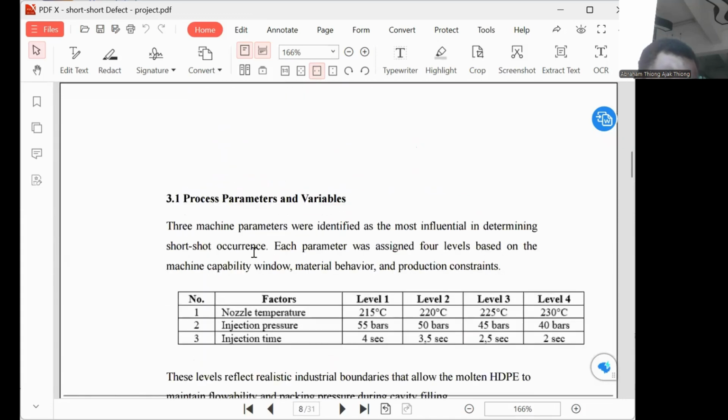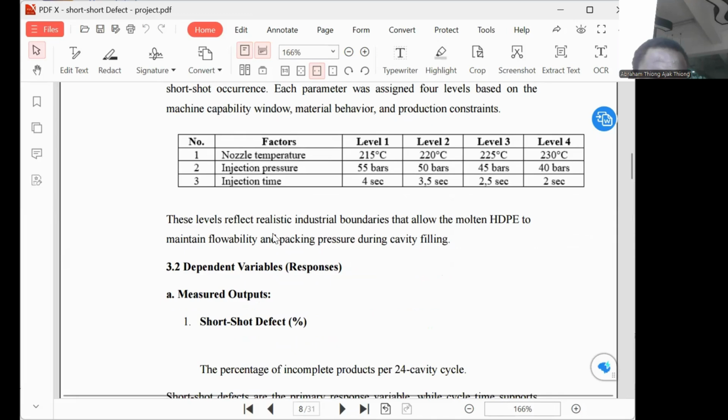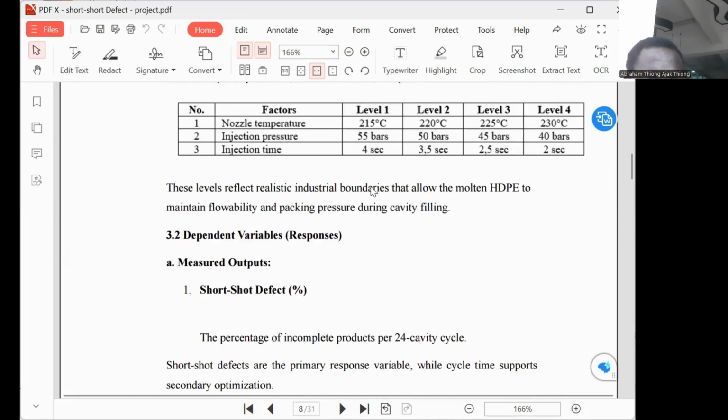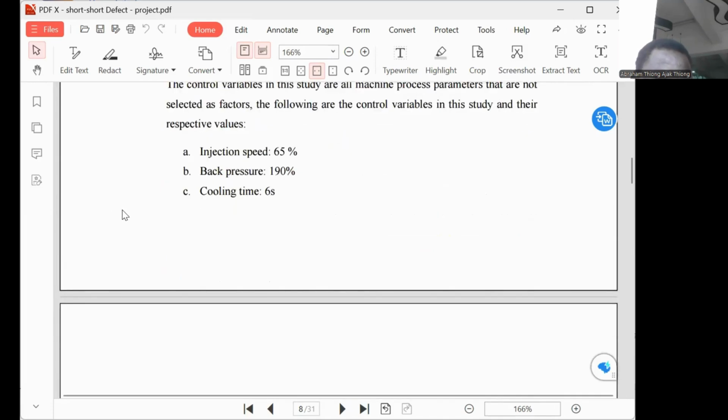So let's continue. These are the parameters that I've selected with four levels. For nozzle temperature, we have level one, level two, and level four. Within all these levels, we have to try it on the machine. In level one, the temperature is 215, level two, 223. We put all this data on the injection molding machine and see the result. Is there a short shot? We tried it 4 times to see if there is a short shot or not, and then later we'll come up with the conclusion. These are also the control variables: injection speed and back pressure.